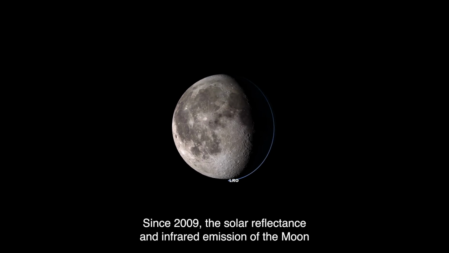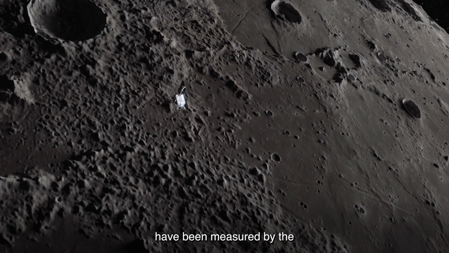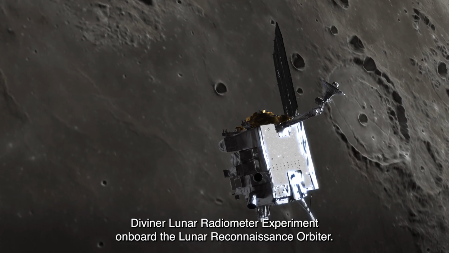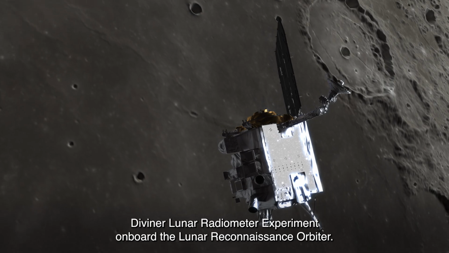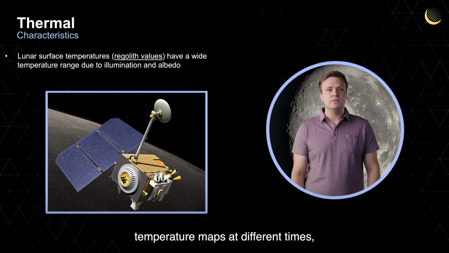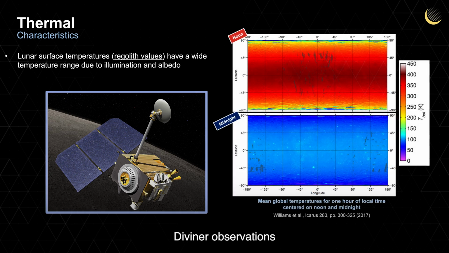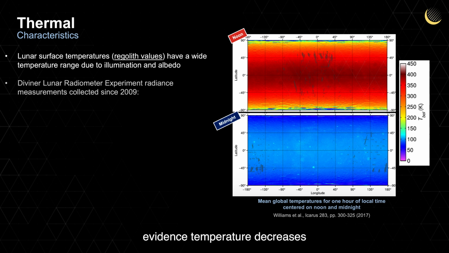Since 2009, the solar reflectance and infrared emission of the Moon have been measured by the Diviner Lunar Radiometer experiment on board the Lunar Reconnaissance Orbiter. The data collected has been used to generate numerous global lunar surface temperature maps at different times, such as those shown here for both local noon and midnight. Diviner observations evidence temperature decreases with latitude and local time more drastically at the polar regions.